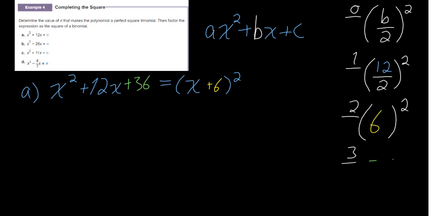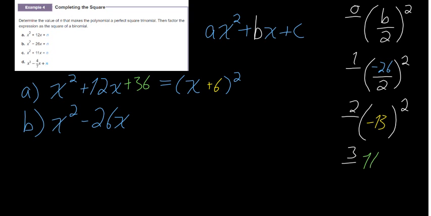Oops, not the eraser. All right, here we go. B. B is x squared minus 26x. Okay. All right, so negative 26, that's going to go up here in my first step. Negative 26. All right, negative 26 divided by 2. Well, that is negative 13. And the negative 13 squared is 169. Okay, 169.